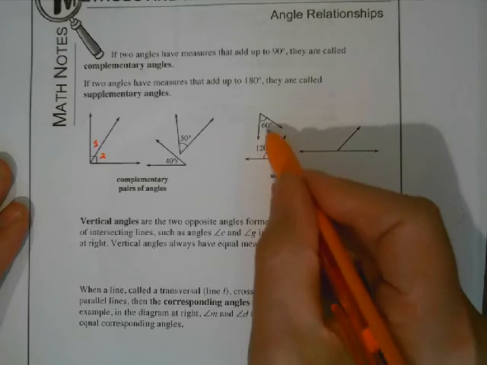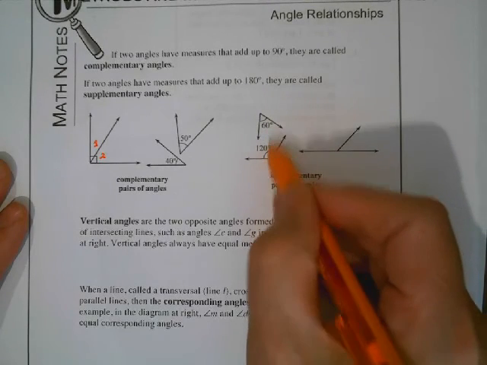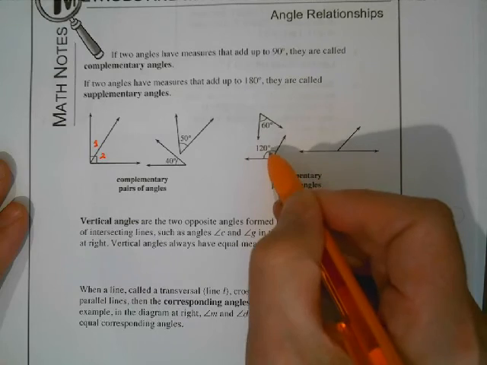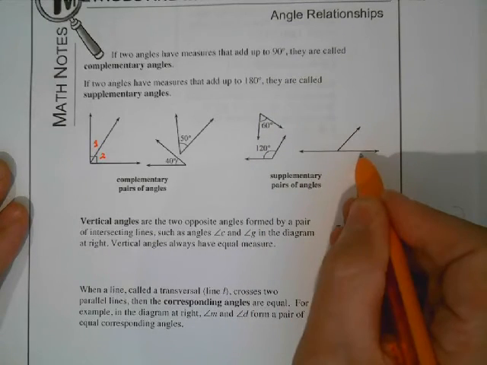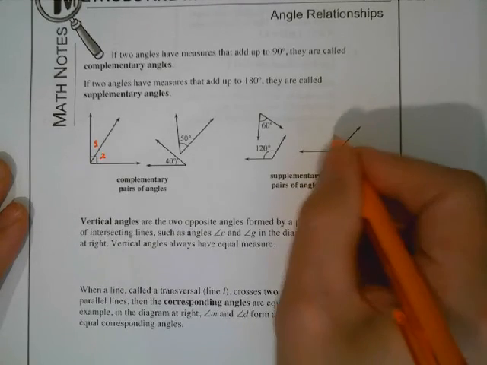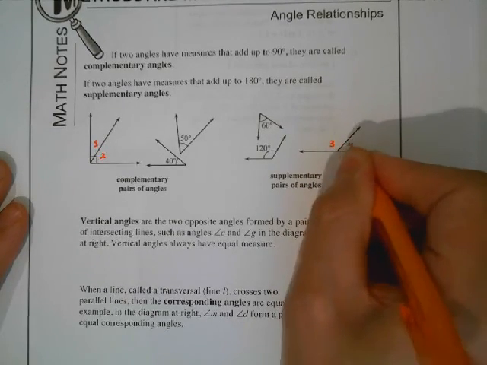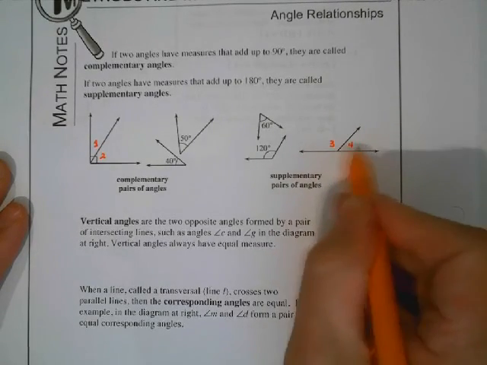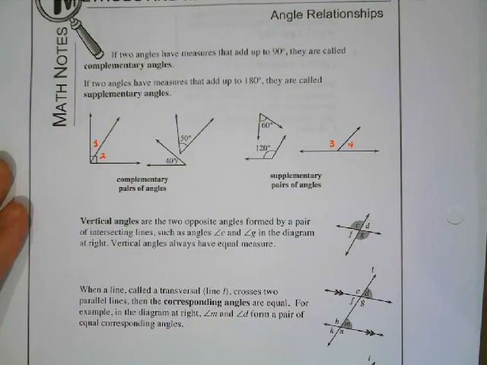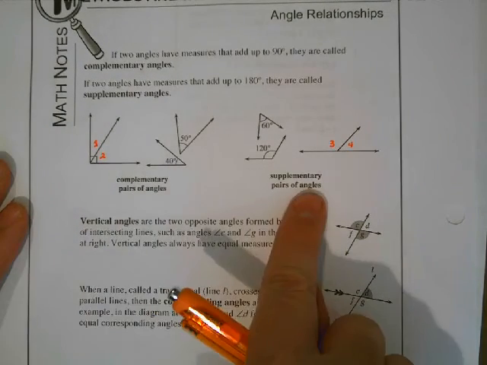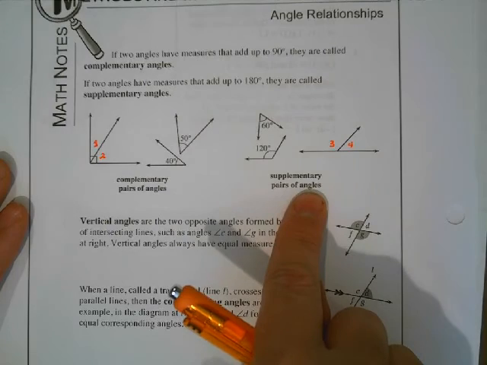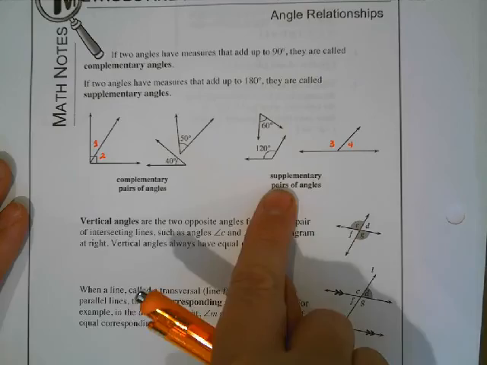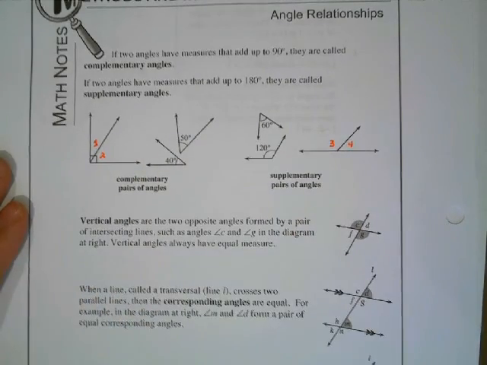So again, they can be not next to each other, so non-adjacent, so 60 and 120, that makes 180, or they can make a straight line, and we found out that straight angles were 180 degrees. So here's angle 3 and angle 4. Those two would be supplementary angles because straight lines are 180, and these two angles together make 180 degrees. So complementary 90, supplementary 180. If you forget which one is which, just think of it as being alphabetical. C comes before S, 90 comes before 180.